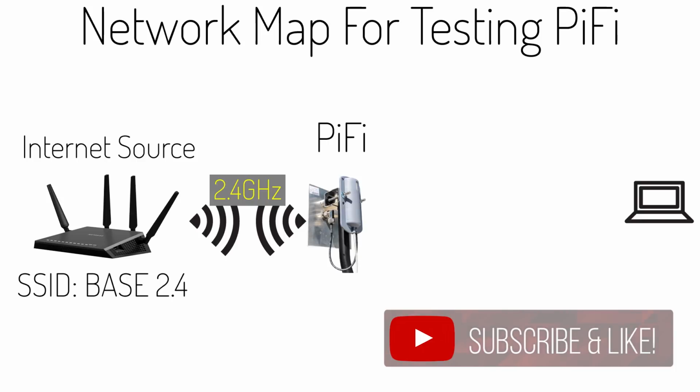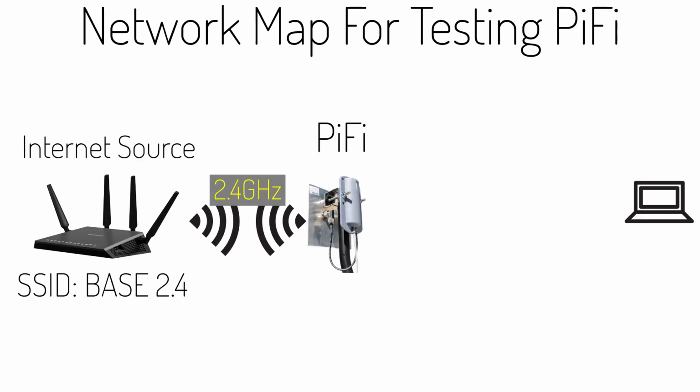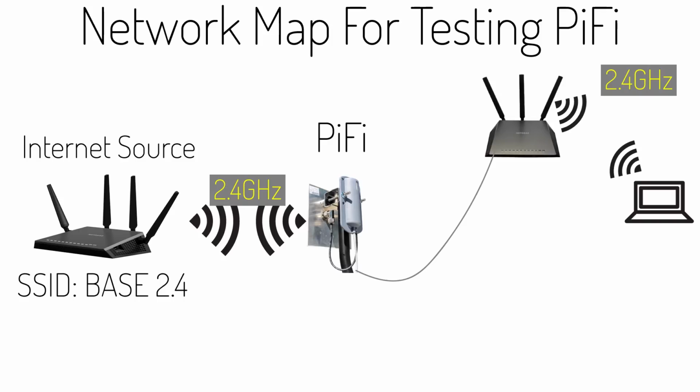So before going into all the testing, I wanted to go over the network map just to make sure that everyone's on the same page and you understand what all the labeling is. The internet source is going to be coming from the SSID base 2.4, and that's the really high-end, nice Netgear looking router with four antennas, and that's going to be doing wireless to the PiFi over 2.4 gigahertz. We're then going to plug the Ethernet cable from the PiFi directly into each router that we're going to test. Then each router will connect to the laptop via 2.4 gigahertz.